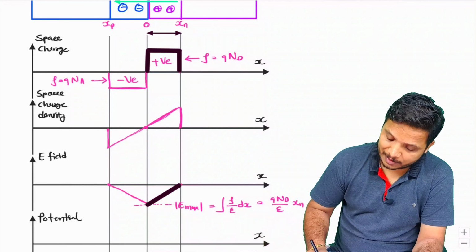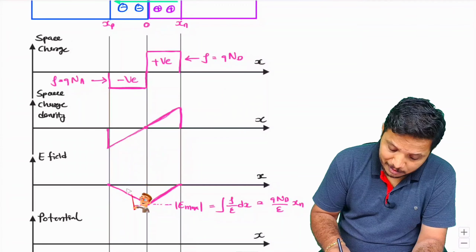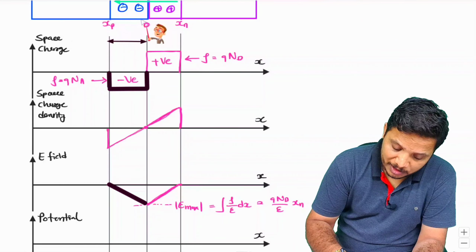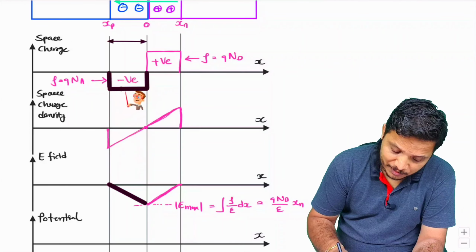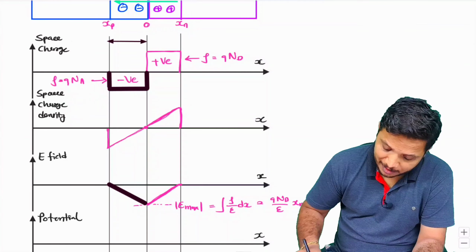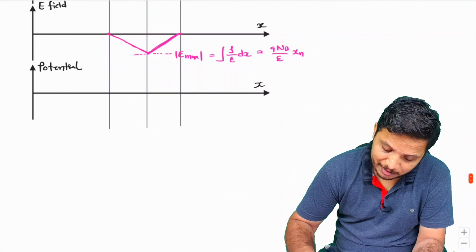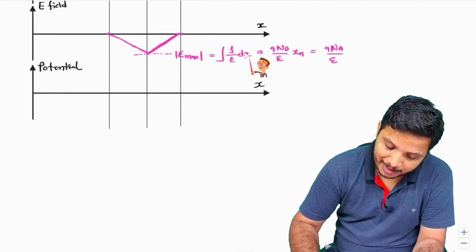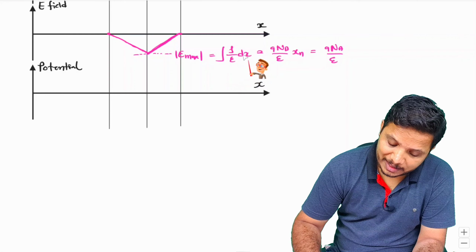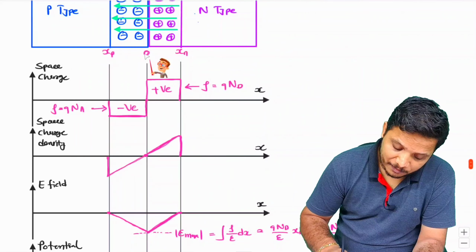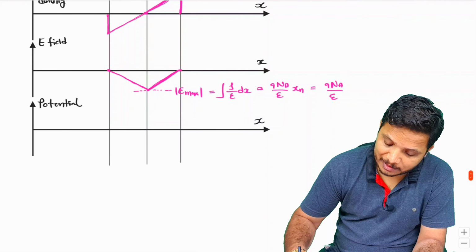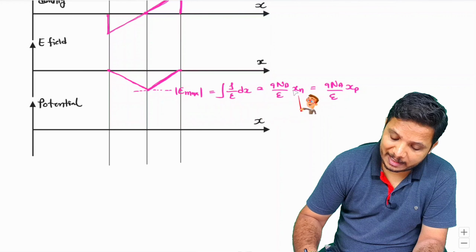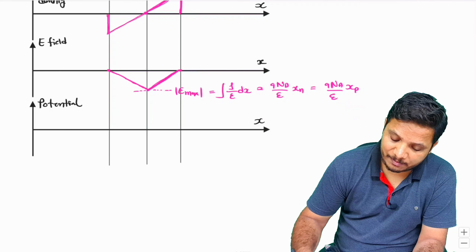Nd times xn, right? And if you consider this line for the calculation of Emax, then we need to focus on this region, and in this region you see rho is q Na, right? So let me write that: q Na by epsilon, right? And see, the integration of 1 is x, and if you apply the limit from 0 to xp, this will be times xp. So here, Emax can be calculated by either this formula or this formula.